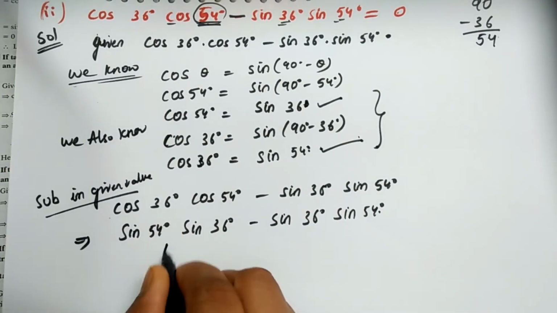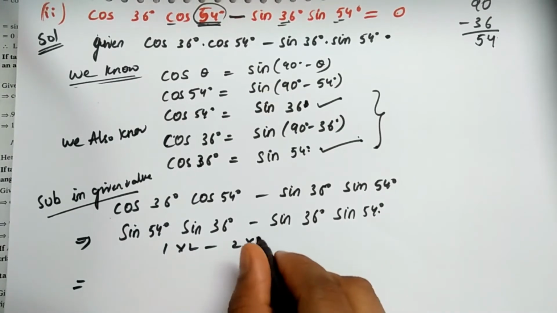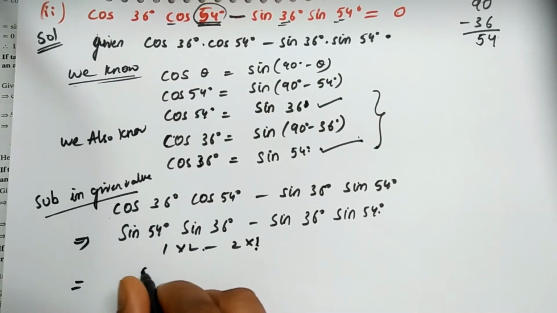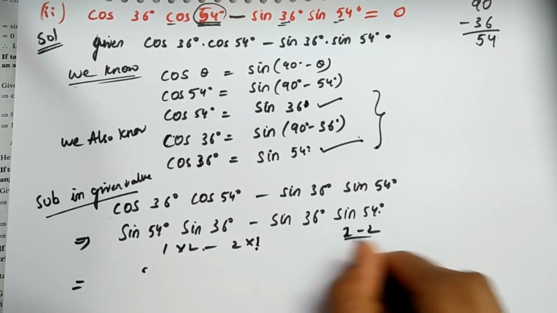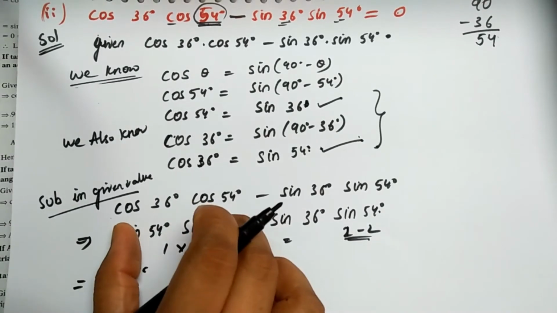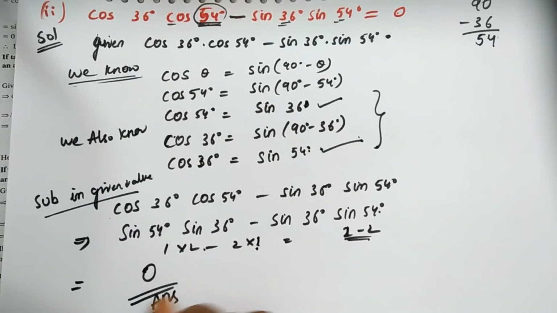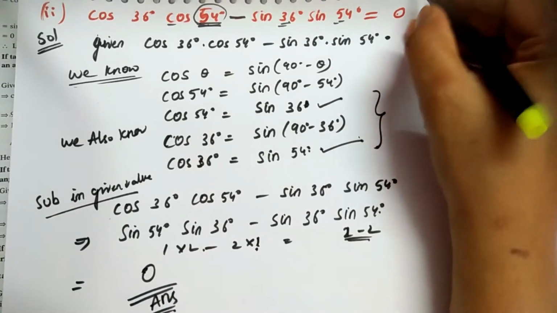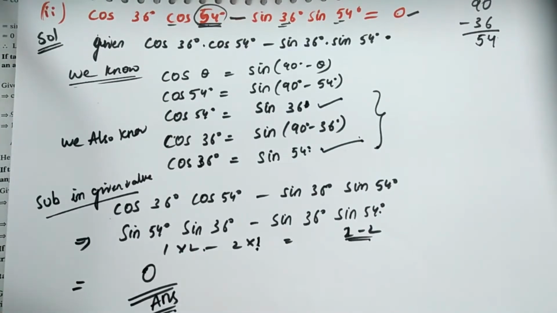It's simple. It's nothing but 1 into 2 minus 2 into 1. So what is the answer for this? It's nothing but 2 minus 2, right? It's nothing but one value minus the whole value. Answer is 0. Hence proved. We have already proved that LHS is equal to RHS. Let's move on to the next problem.